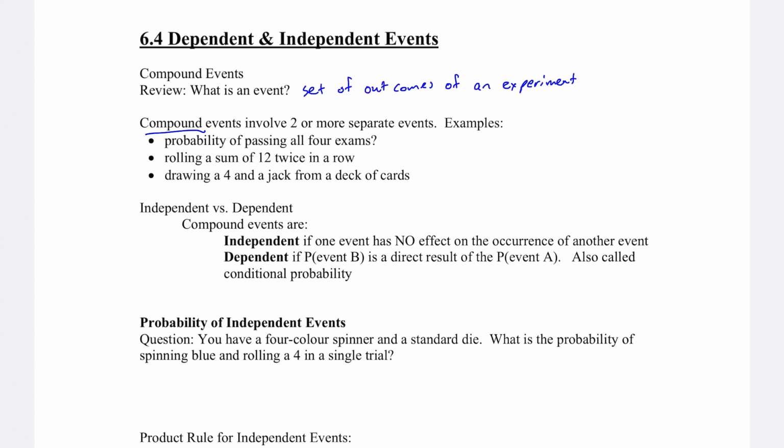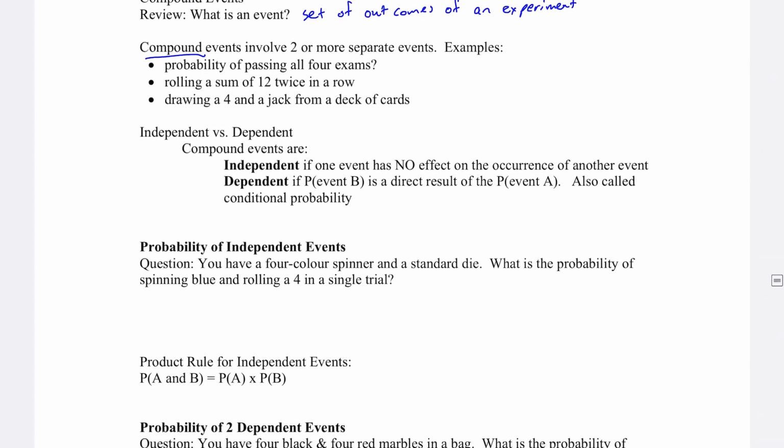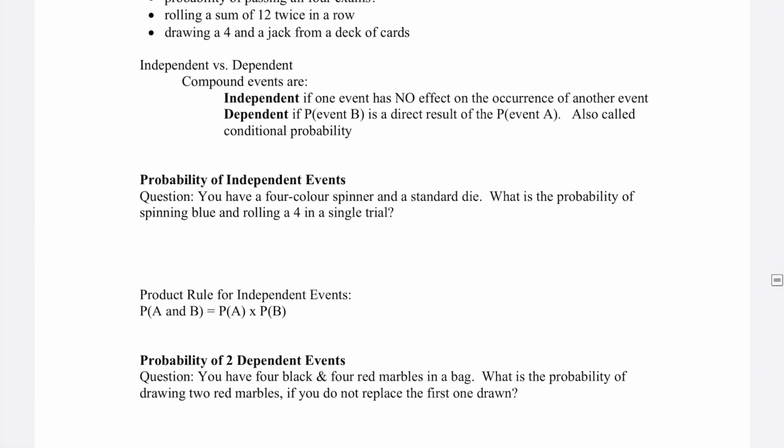Independent versus dependent events. So compound events are either independent or dependent. Independent means one event has no effect on the occurrence of another event. A dependent event is if the probability of event B is a direct result of the probability of event A. This is also called conditional probability because there's a condition placed on that. So let's try and put that in context and understand what that means.